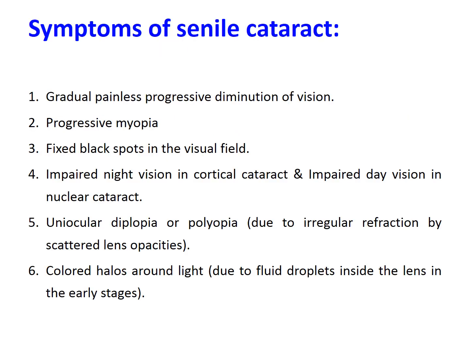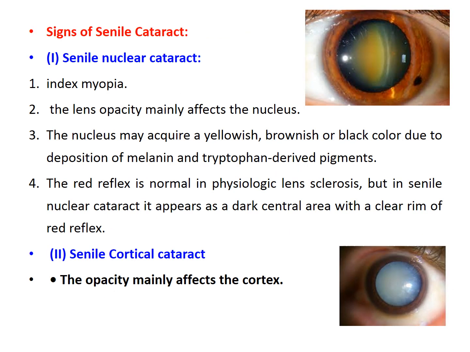The patient presents with gradual painless diminution of vision, progressive myopia, fixed black spots in his field. In case of cortical cataract affecting the periphery of the lens, we have an impaired night vision, impaired day vision due to nuclear cataract, uniocular diplopia or polyopia due to irregular refraction, colored halos around the light.